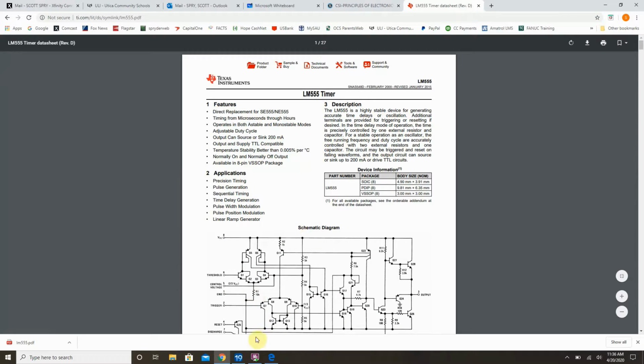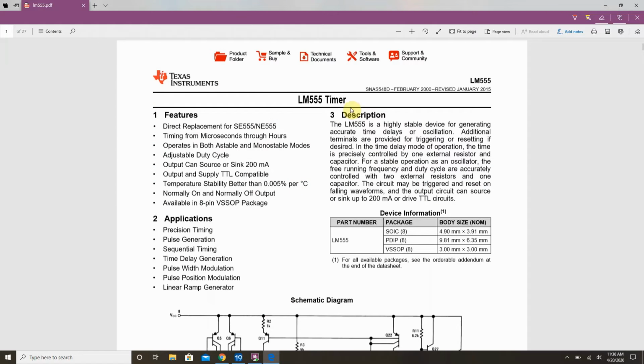Okay, if you click on that, it will bring it up. Now, I've already downloaded it to my desktop. That way I can highlight things and circle things as we go through this.